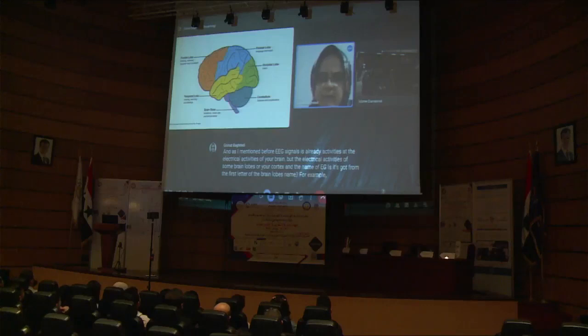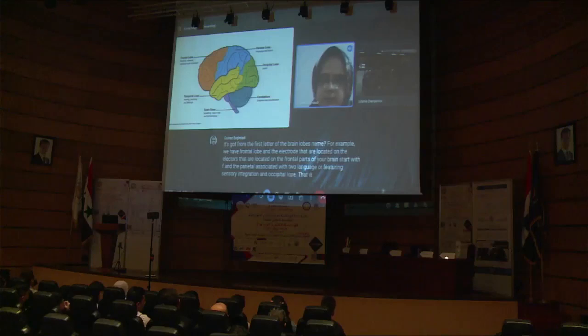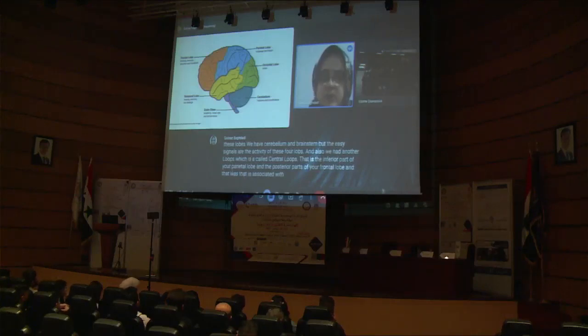For example, we have the frontal lobe, and the electrodes that are located on the frontal parts of your brain start with F, and the parietal lobe, which is associated with language or sensory integration, and the occipital lobe that is for vision, and the temporal lobe that is for hearing and learning. Outside of these lobes, we have the cerebellum and brainstem, but the EEG signals are the activity of these four lobes. And we also have another lobe, called the central lobe, that is the inferior part of your parietal lobe and the posterior part of your frontal lobe, which is associated with your motor cortex.